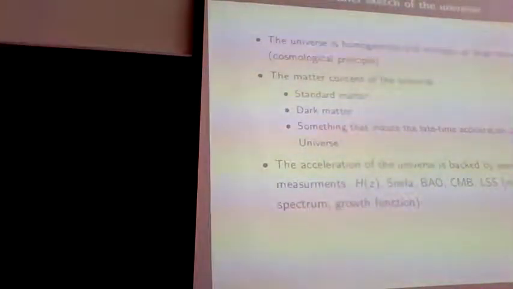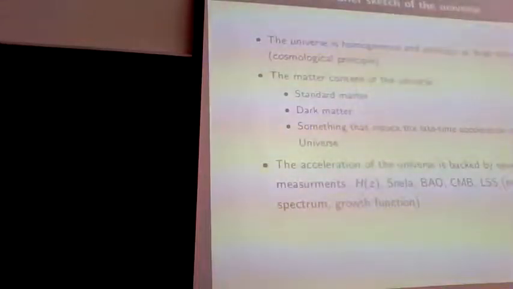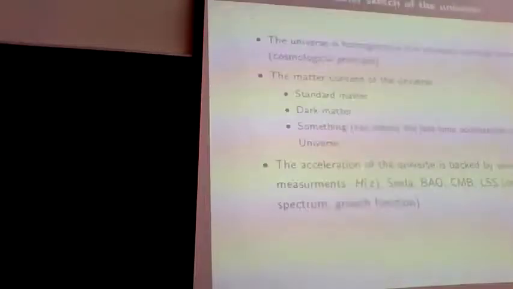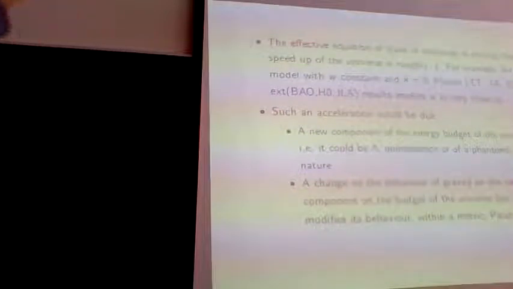At the perturbative level, this can be seen through the matter power spectrum, through the growth function, and so forth. From an effective point of view, the current acceleration of the universe can be described through an equation of state which is roughly minus one, so it's similar to a cosmological constant.